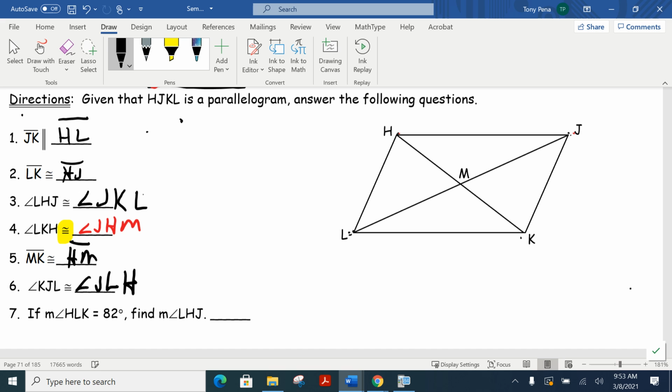All right, so HLK. That's the big angle. That is an 82 degree angle, right in there. And the question is LHJ. LHJ is this big angle up here.